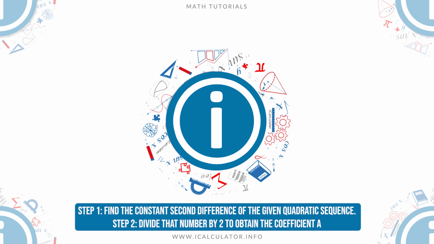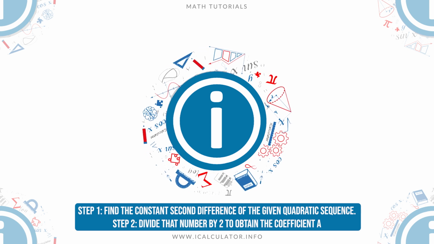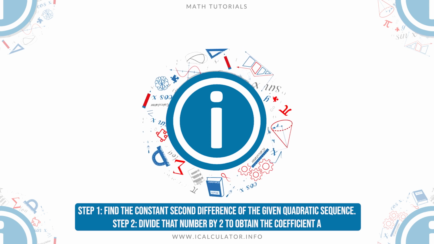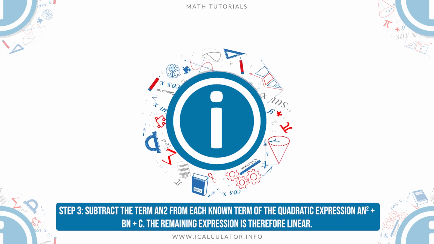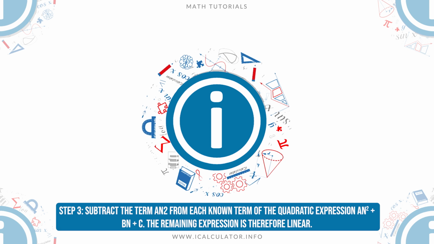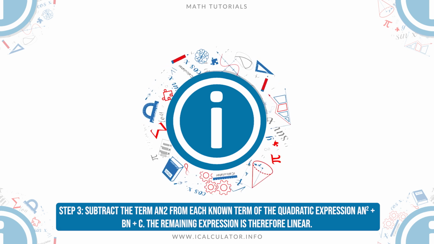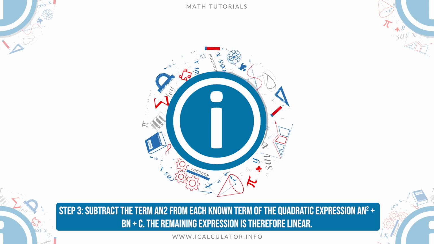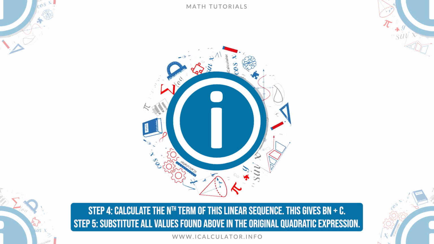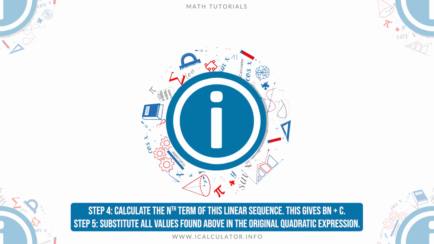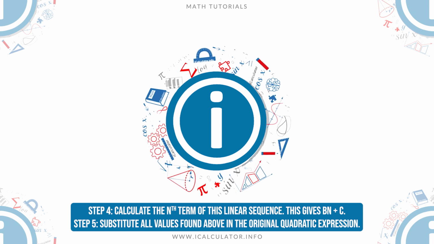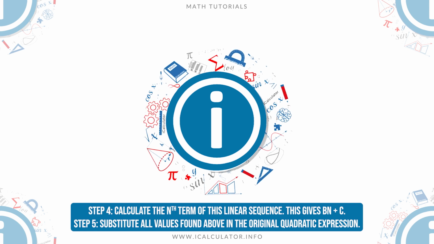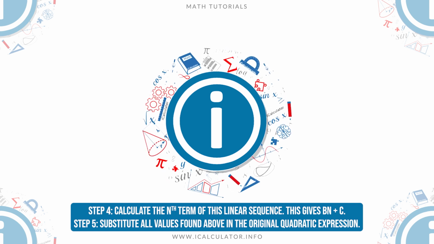Step 1. Find the constant second difference of the given quadratic sequence. Step 2. Divide that number by 2 to obtain the coefficient a. Step 3. Subtract the term an² from each known term of the quadratic expression an² + bn + c. The remaining expression is therefore linear. Step 4. Calculate the nth term of this linear sequence. This gives bn + c.